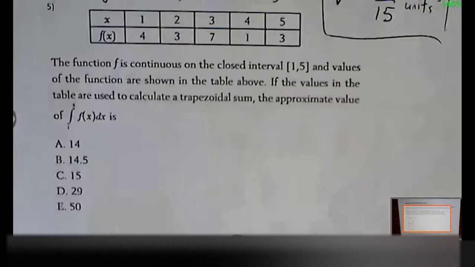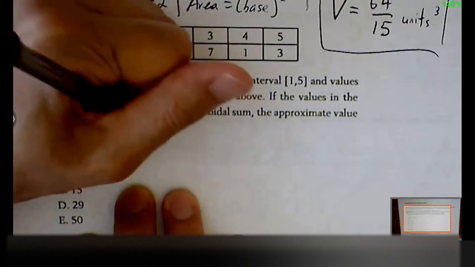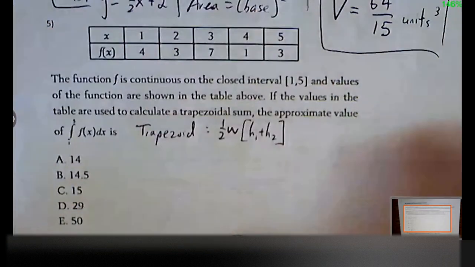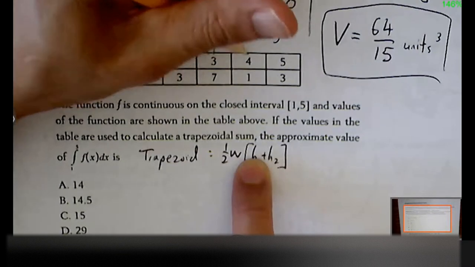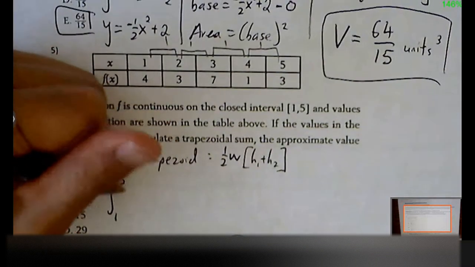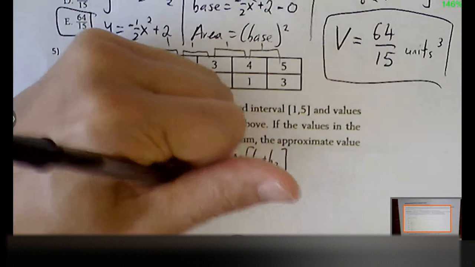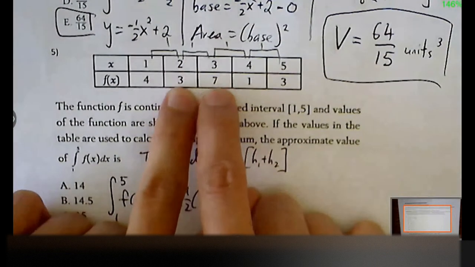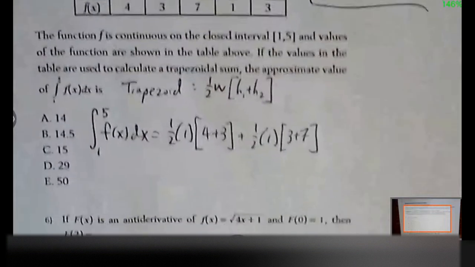Okay, number 5. Trapezoid approximation. Formula is 1/2 width, height 1 plus height 2. Look at all your intervals. All the intervals are just one, all the same width. Okay, first trapezoid has a width of 1, heights of 4 and 3. Second interval, width of 1, heights of 3 and 7. And we just keep going down the line.